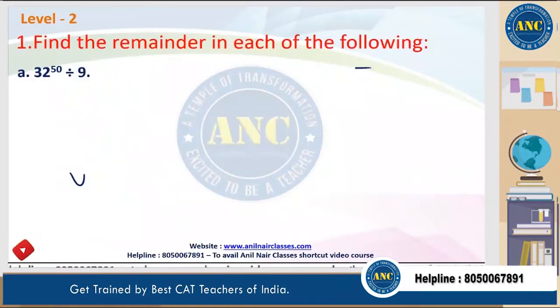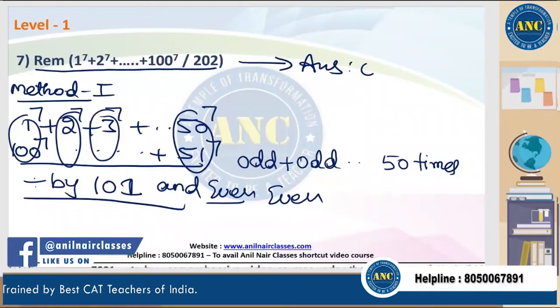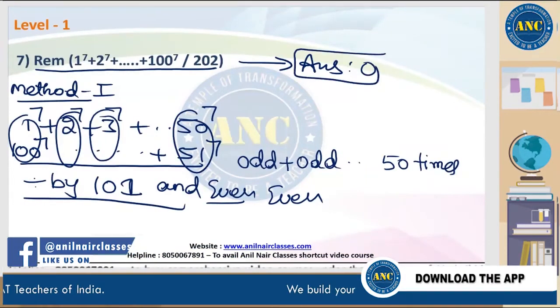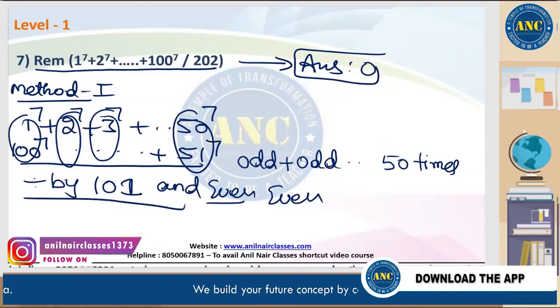Answer is nothing but 0. Idea clear? 1 power 7 plus 2 power 7, right?